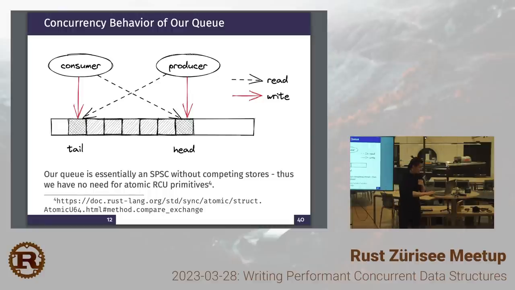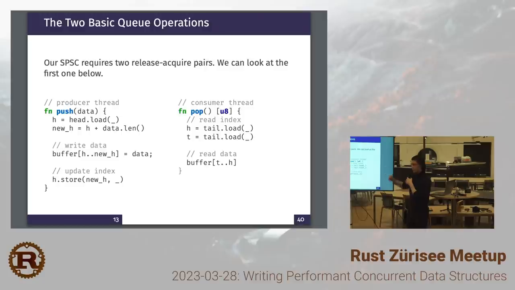So this is a pseudocode example of how a push and pop would work. There are two release acquire pairs here, but I would like to focus on one of them. In the first case on the left, we have a push function. In the push function, we write data. The third line says write data to the queue and then update the index. So this is the first ordering we want to have. And when we say ordering, we want an external observer, another process running on another processor, to observe them in that order.